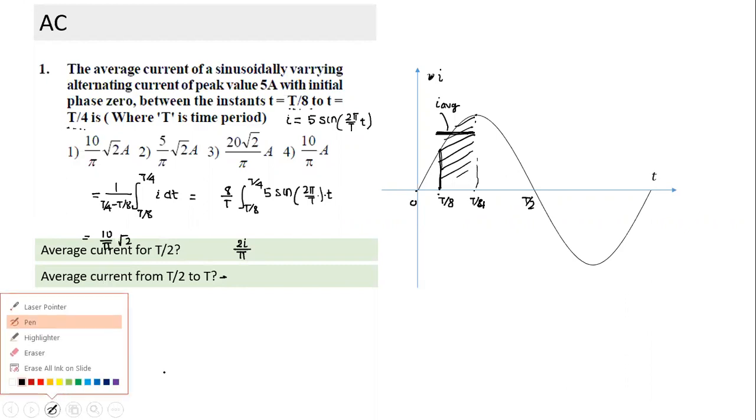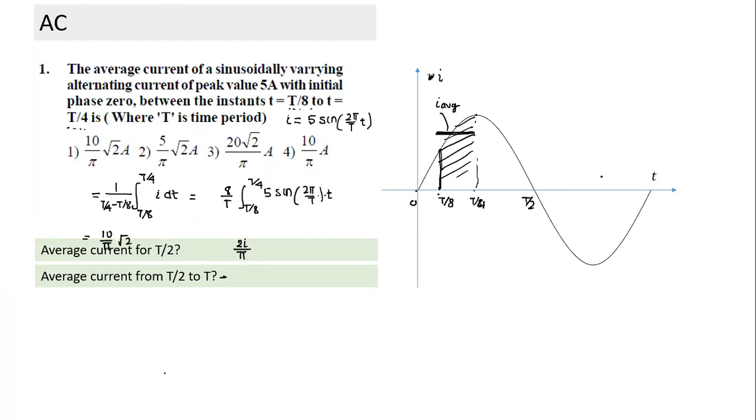What is the average current? Hemant, can you tell what is the average current from here to here? It would be the same, sir. Will it be the same? There's some difference here. Can you think of what is the difference here? When we take area, this is positive, what would this be? Negative. So when we take average current for t by 2 to t, we have to take care: if this is taken as positive, the other will come negative.